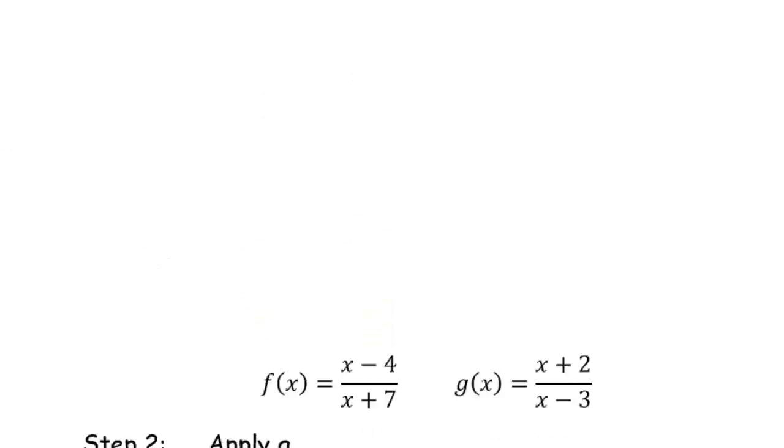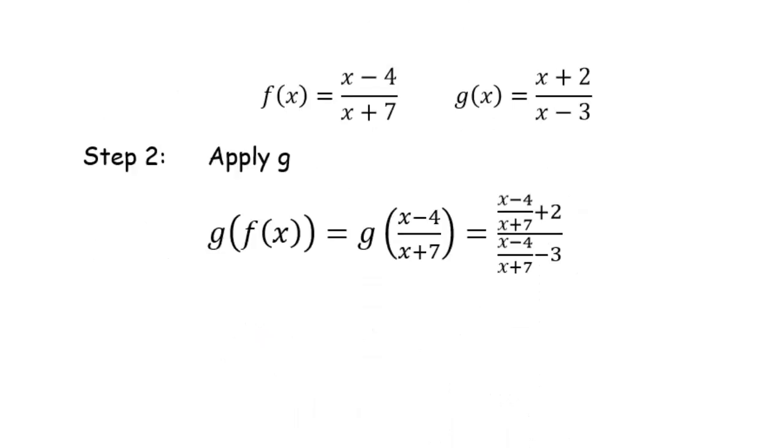Step two, we're going to g that. So apply g to what's in the parentheses. G says, take what's in the parentheses, add 2, put that in the numerator, and then take what's in the parentheses, subtract 3, and put that in the denominator.